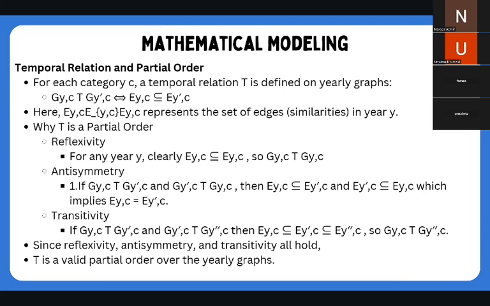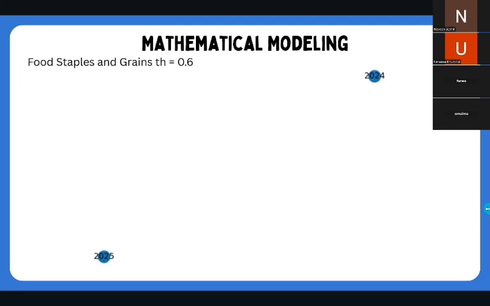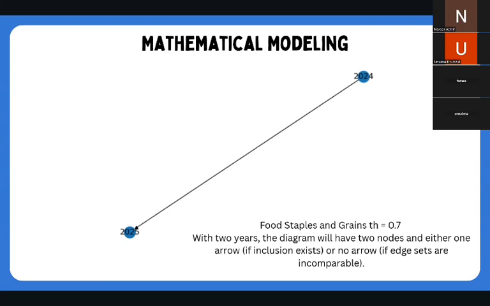Once we established that, we visualized this using a Hasse diagram. In a Hasse diagram, each node represents one year's graph, and arrows only appear where one year directly grows into the next without any intermediate steps. Since we only have 2 years, you either get a single arrow or no arrow if one year does not include the other. As you can see on the slide, the arrows don't appear in the first one and do appear in the second one.